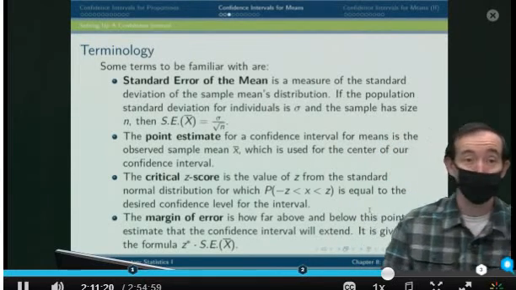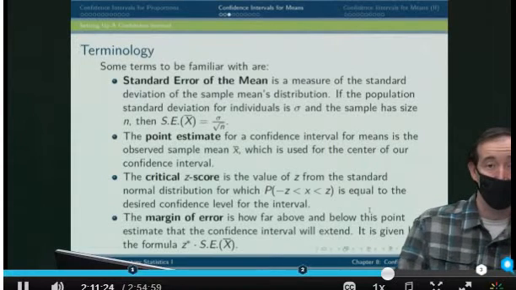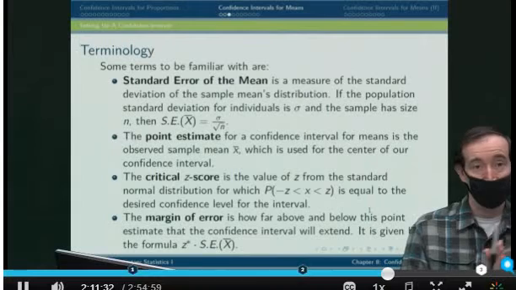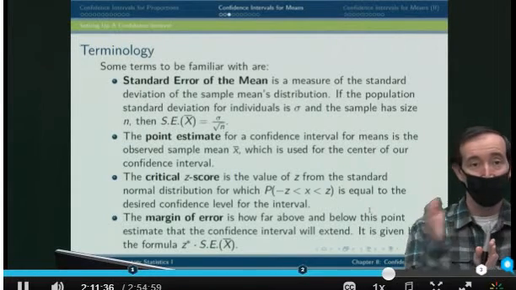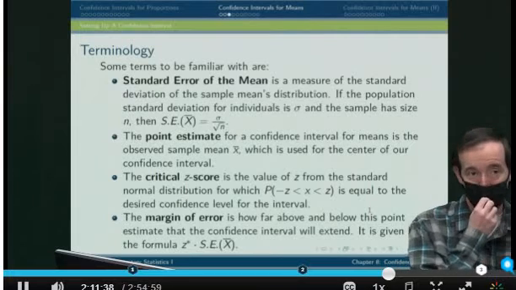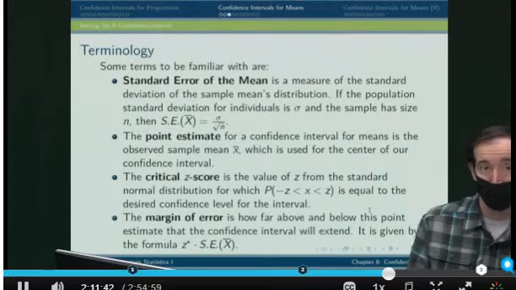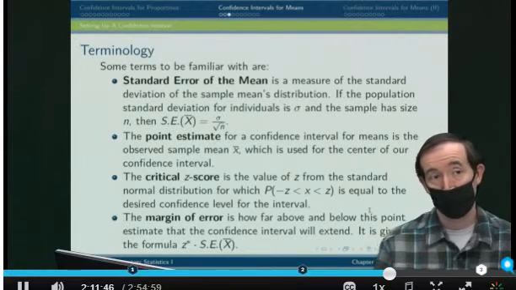And then lastly, the margin of error tells me how far above and below that midpoint, that point estimate, I want to go to collect that middle 95% of values. So I take my point estimate as the midpoint, and then how far above and below that do I need to go to collect the middle, say 95%, if it's a 95% confidence interval, or the middle 90% if it's a 90% confidence interval.